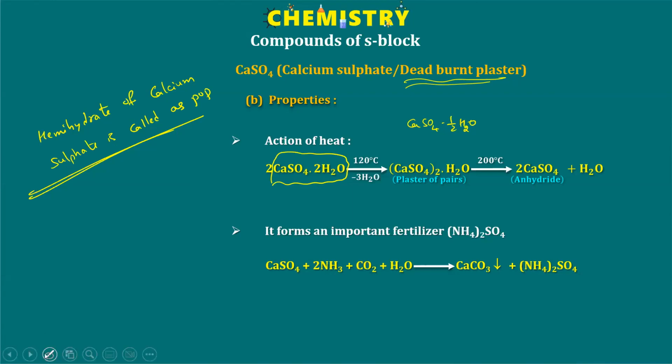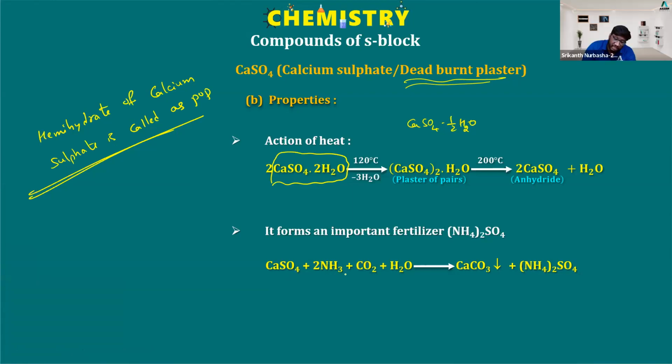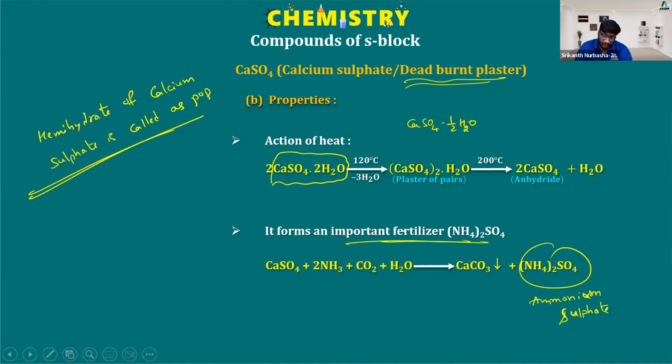Yes, sir. And CaSO4 will react with a solution of ammonia in the presence of carbon dioxide to form ammonium sulfate. Ammonium sulfate will act as an important fertilizer.